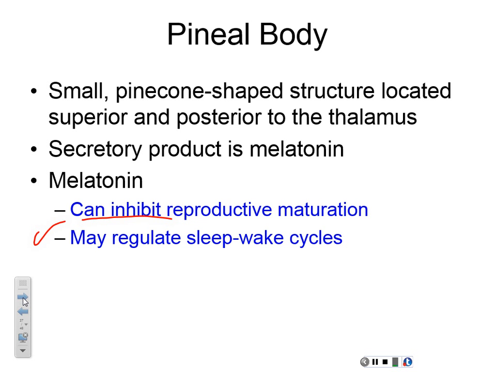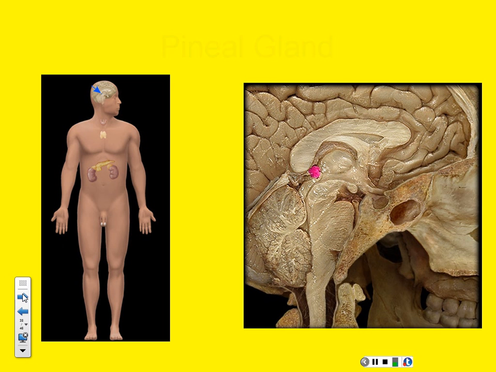Some of the sleeping aids have melatonin in them. If some of you use sleeping pills and so forth, you might see melatonin because of that regulation of the sleep-wake cycle. So know that the pineal gland produces melatonin, and melatonin is a big involvement in the sleep-wake cycles, controls the sleep-wake cycle.